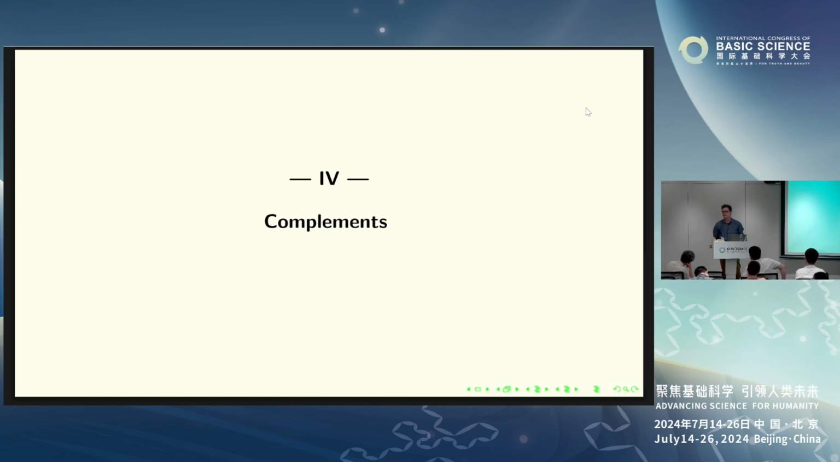You mean the dynamical degree? The dynamical degree of this map? Yes, yes, it is also a limit.